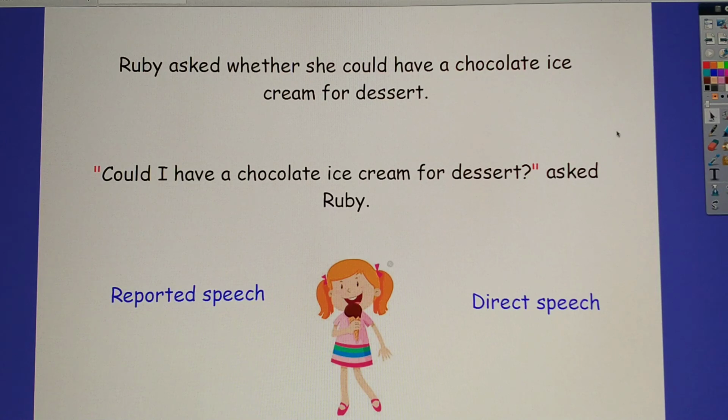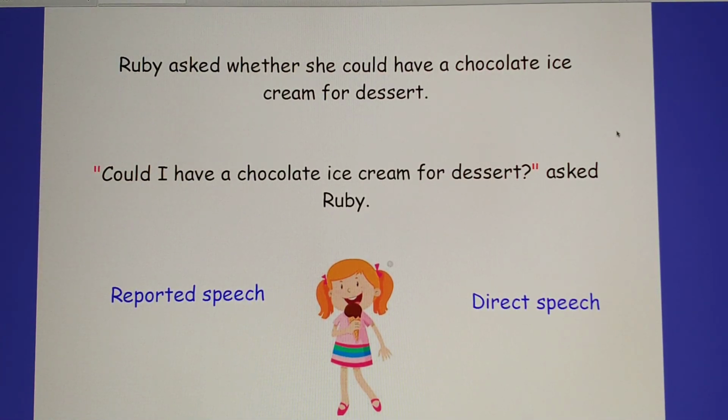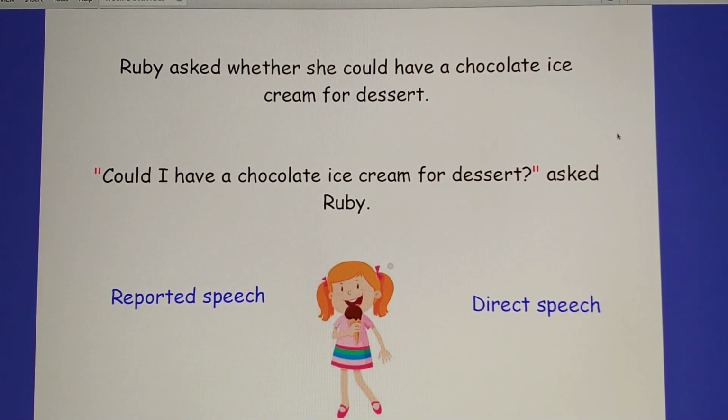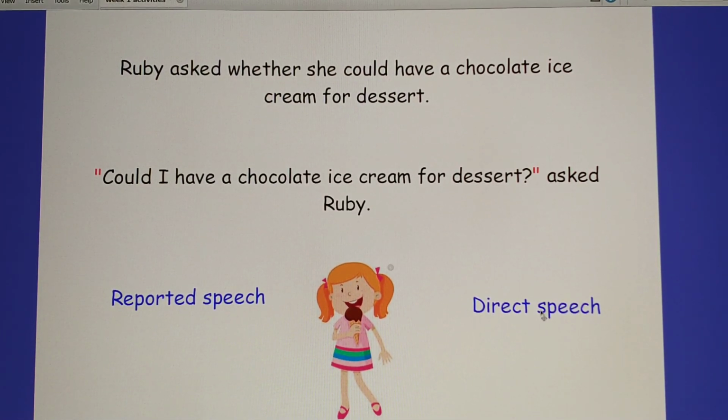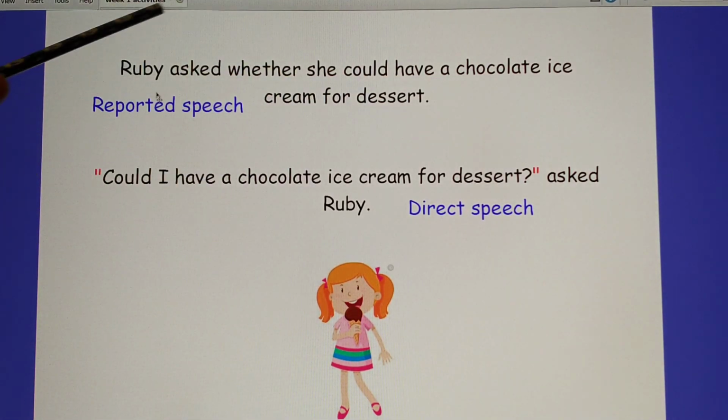So we've got another example here. Ruby asked whether she could have a chocolate ice cream for dessert. "Could I have a chocolate ice cream for dessert?" asked Ruby. So this one here is direct speech because it tells us exactly what she has said, and there are speech marks to show the parts of the speech. This part up here is reported speech because it tells us what she's said, but it's not exact. It's roughly what she has told us. The information's still the same, but it's been phrased differently.